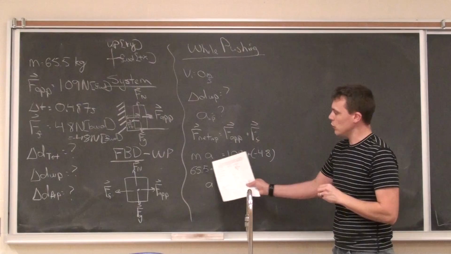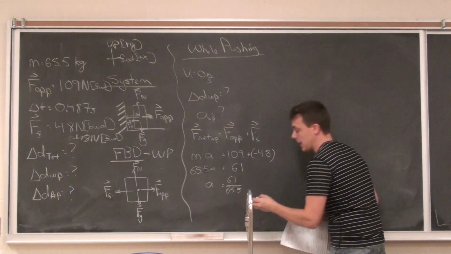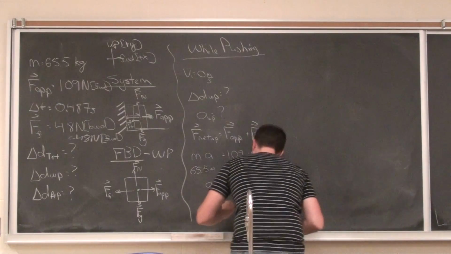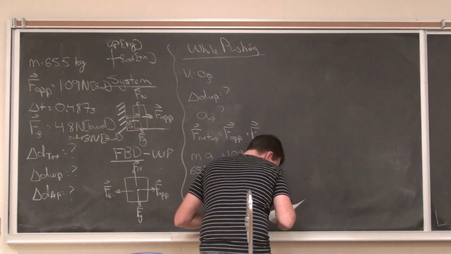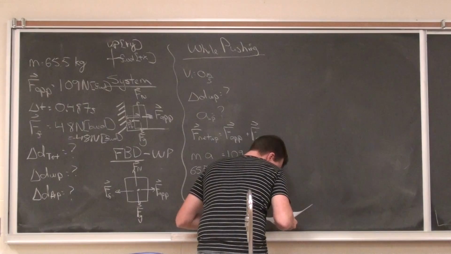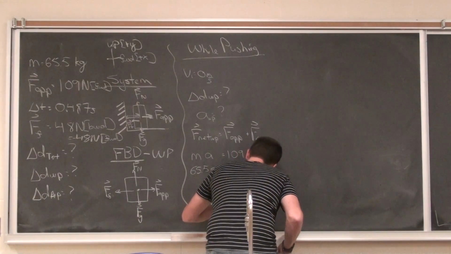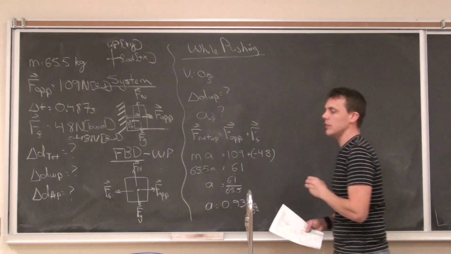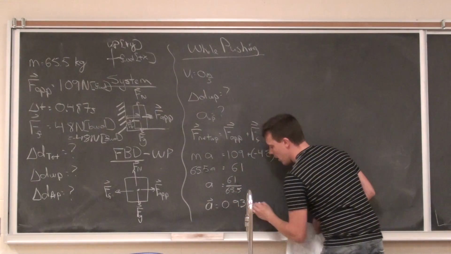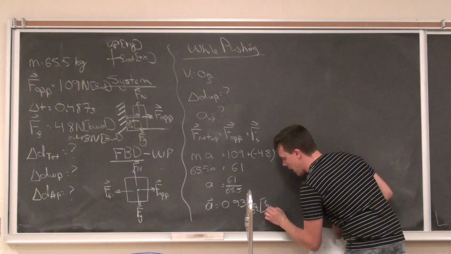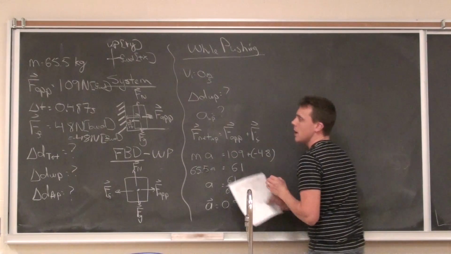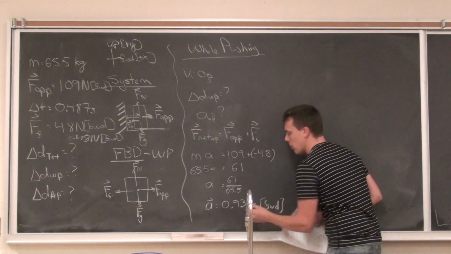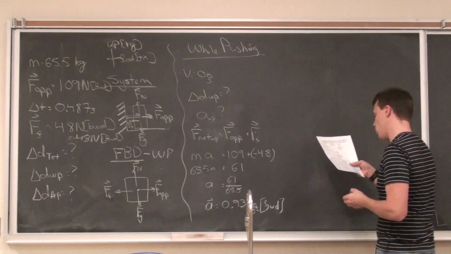So a equals 61 over 65.5. And again, this was in newtons. Newtons divided by kilogram gives us meters per second squared, which is the unit of acceleration. So we will get the acceleration as 0.931 meters per second squared. Now, that is a positive number. I can include a direction if I want. That means I'm going to get it in forward. Had it been negative, it would still be forward because that's what I was working with.